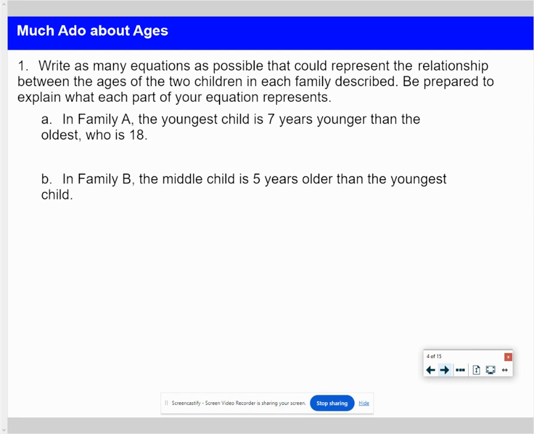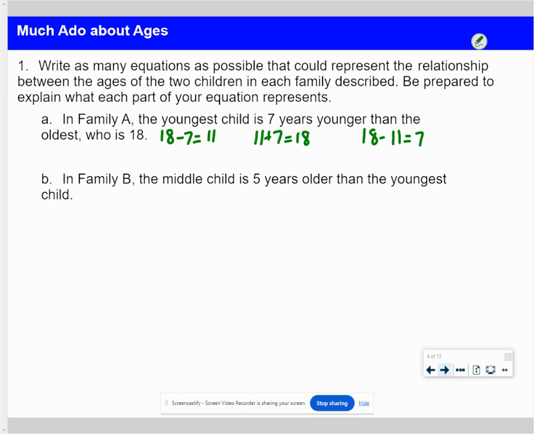So for that first one, I could just use numbers. I could do something like 18 minus 7 and figure out that the child would be 11. Or I could have that same equation rearranged. If I know that the youngest child is 11, I could do 11 plus 7 equals 18, which is just a rearranged version of the first equation. Or I could say 18 minus 11, because I know the child is 11, would be that 7 for the difference.